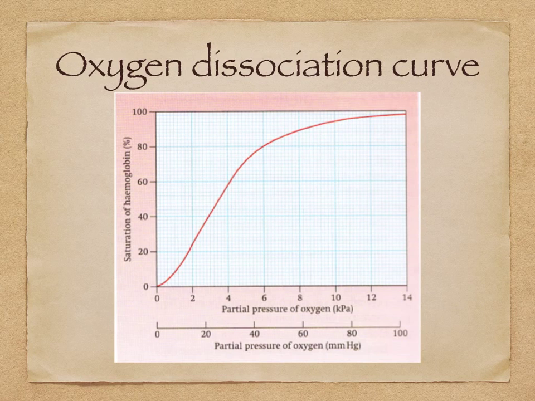Here you can see the oxygen dissociation curve. So let's go through it step by step. On the x-axis is the partial pressure of oxygen, and on the y-axis is the saturation of hemoglobin. What do you notice about the curve as the partial pressure of oxygen is increasing?